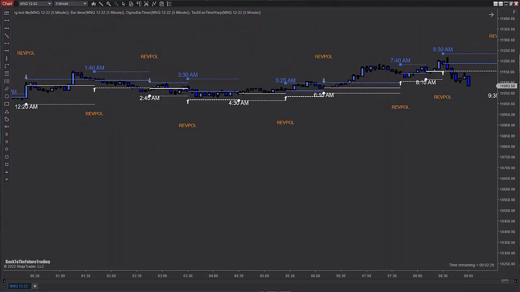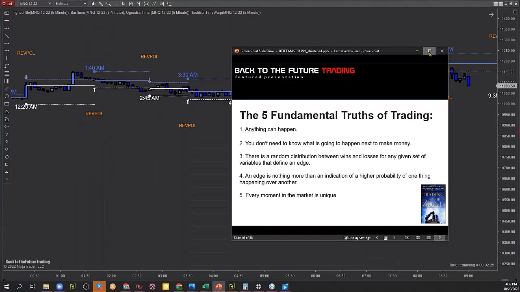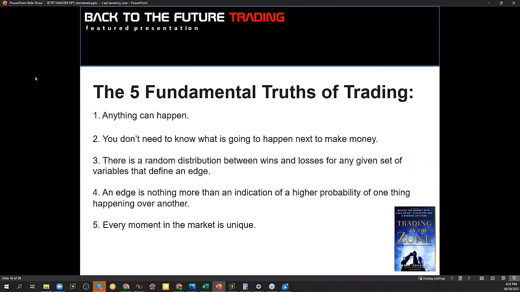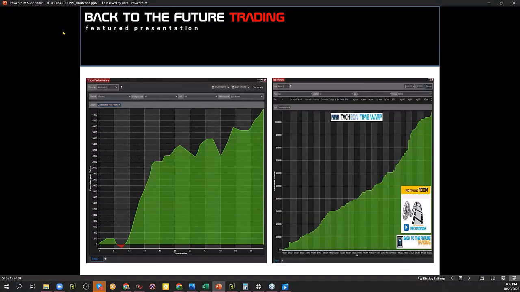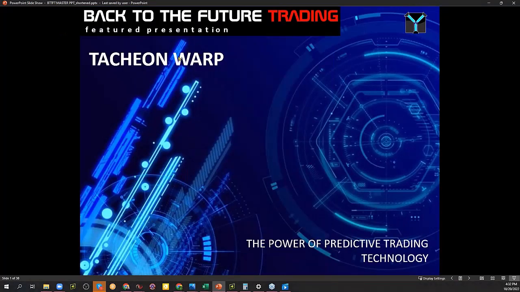I do have to do the slideshow just because while I'm in the midst of ranting, it's part of my job to do the slideshow. TachEon TimeWarp is the software we're talking about.